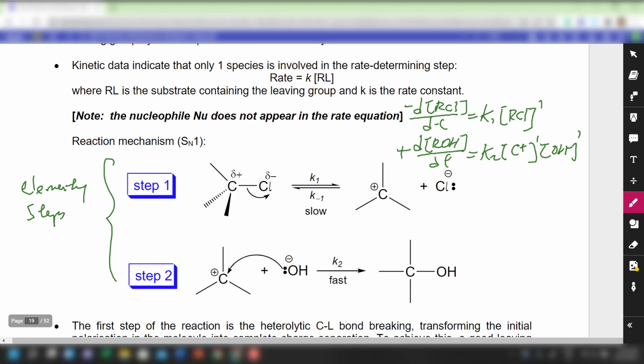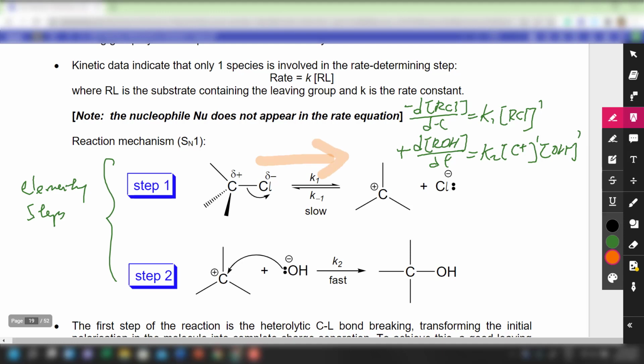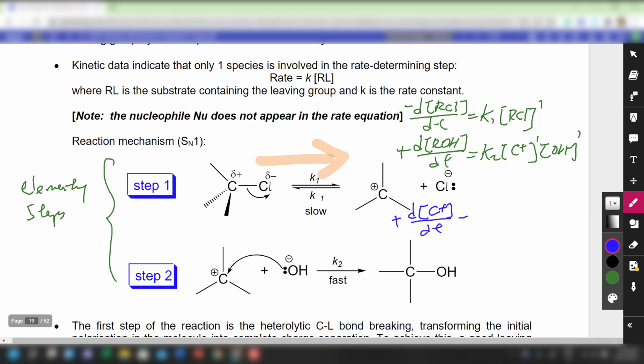However, if you take a look at the intermediate over here, it is the carbocation. There are several steps which define it. For example, in the forward step, it is the formation of the carbocation, correct? So maybe I can write out the formation of the carbocation. That means the change in the concentration of the carbocation is equal to K1 RCl. I hope this is clear cut.